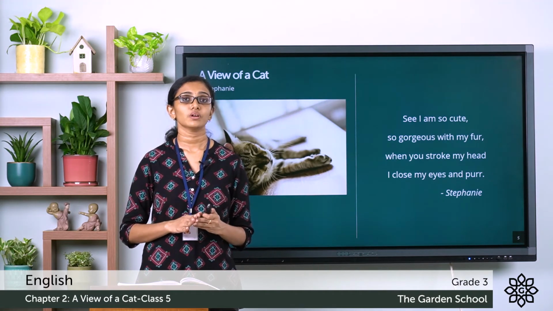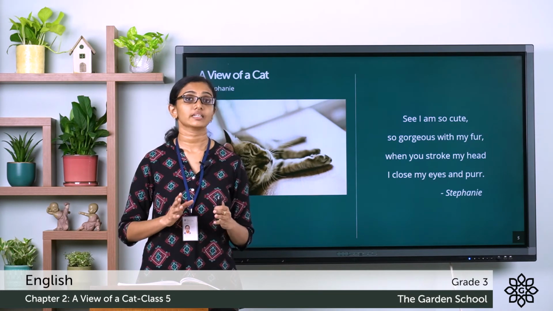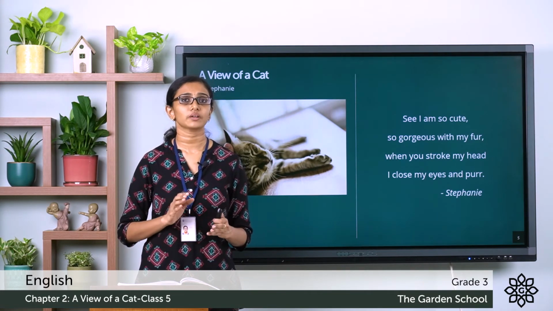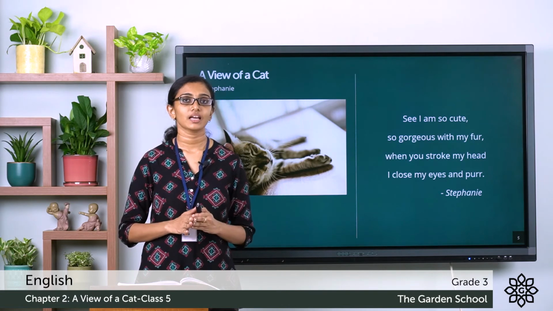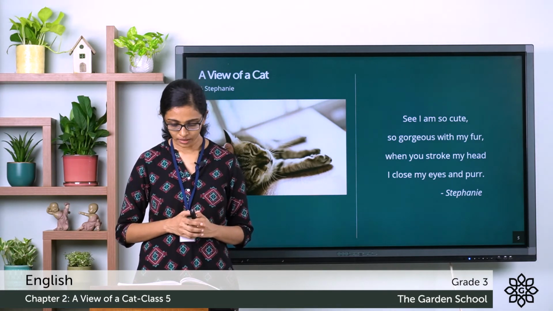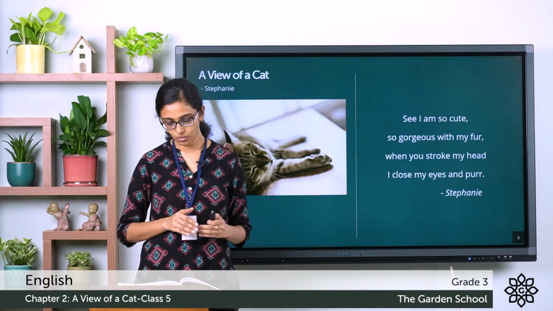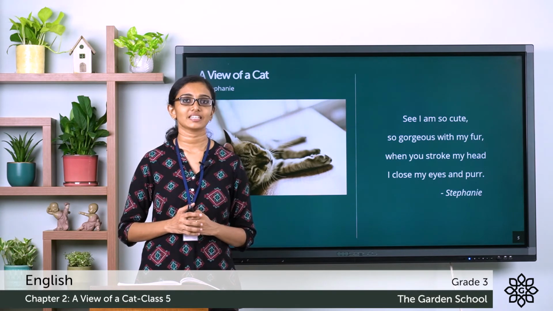So cats love when someone strokes their head. So when its master is stroking its head, the cat loves it. The cat feels very happy and relaxed, and he makes this purr sound. When cats feel very relaxed, happy and content, they make this purr sound. So that is what it is being said here. When you stroke my head, I close my eyes and purr. Such a cute cat, isn't it?